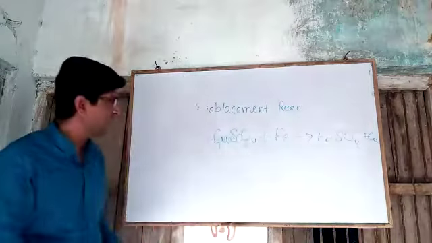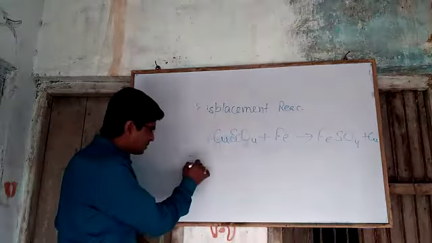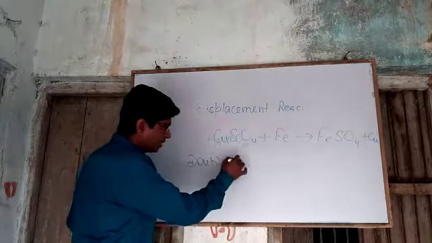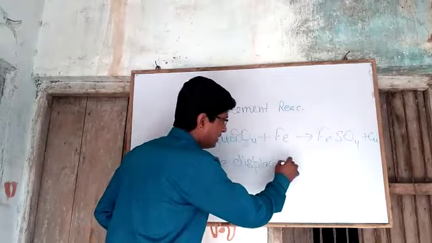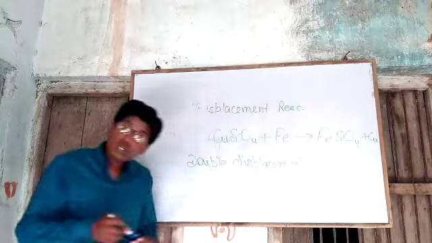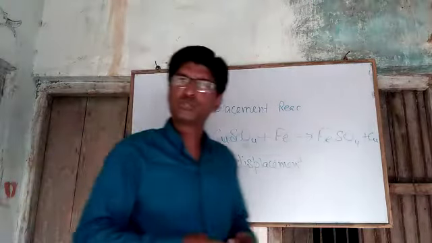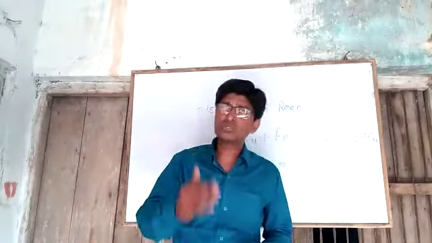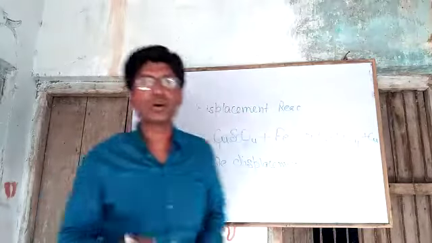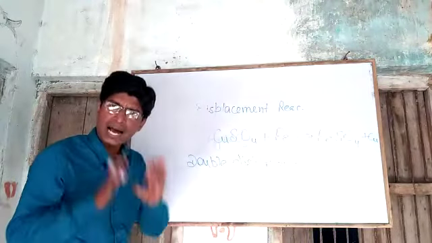In the same way, another reaction is double displacement reaction. What is double displacement reaction? Dear students, when one compound reacts with another compound and produces two new compounds, then it is called double displacement reaction. I am explaining it through an example.